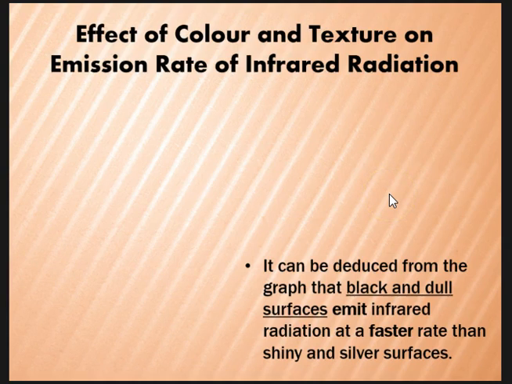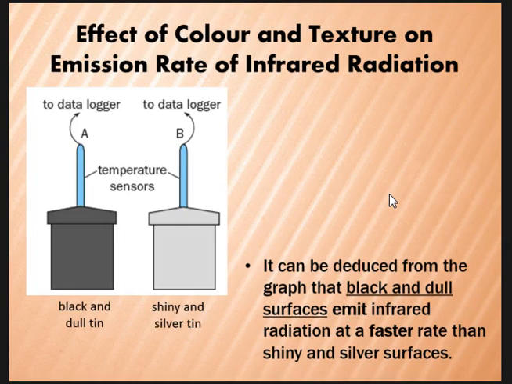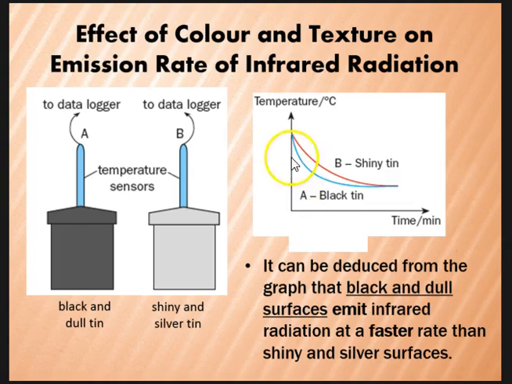Now, interestingly, experiments have also shown that black and dull surfaces are also very good emitters of radiation. This simply means that black and dull surfaces are very good at giving out radiation. In this example, two identical sized cans contain hot water. The temperature of the hot water at the beginning of the experiment is the same. When the temperatures of both cans are plotted on a graph, it shows that the black and dull tin shows a faster drop in temperature. This confirms that black and dull surfaces are better emitters of radiation as compared to a shiny silver tin.